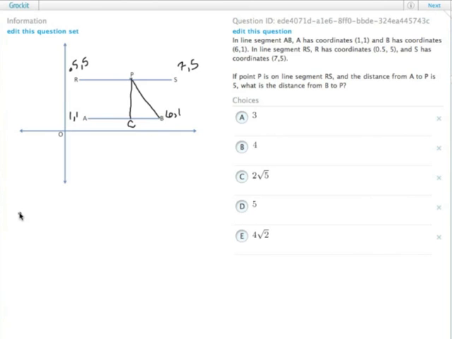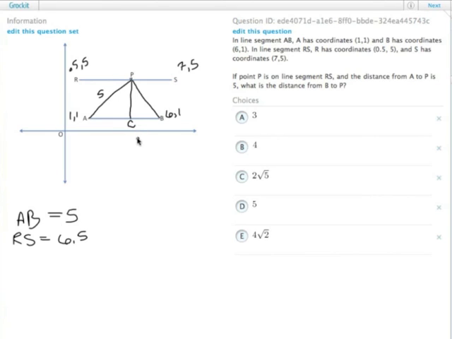So line AB, if it goes from (1, 1) to (6, 1), we know that AB has a length of 5. We also find out that the length from A to P is 5. So we got that there. And so we know AB is 5. We know that RS, since it goes from 0.5 to 7, has a distance of 6.5, which might be handy later.